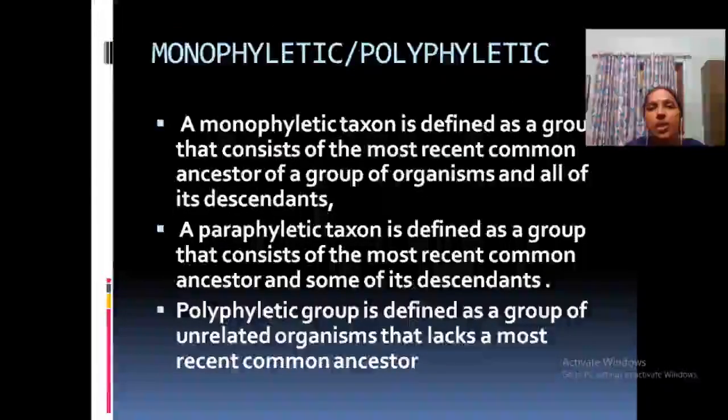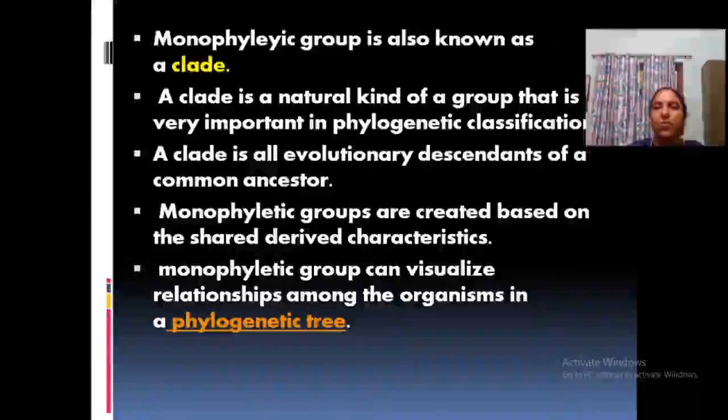Okay. Then a monophyletic taxon is defined as a group containing the most recent common ancestor and all its descendants. Paraphyletic, once again, is the recent common ancestor and only some of the descendants. Polyphyletic has no common ancestor, only unrelated members.